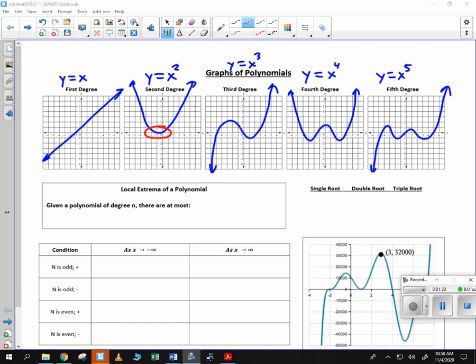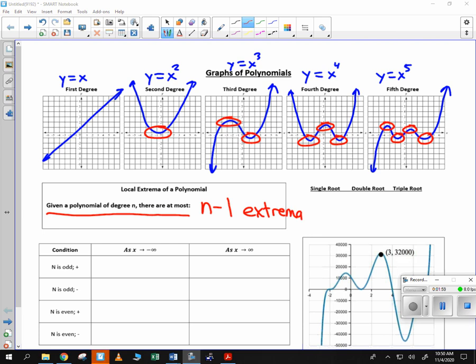So this is an extreme value. These are extreme. These are extreme. If you notice, a fifth degree polynomial has 4 extreme values. A fourth degree has 3, a third degree has 2, a second degree has 1, and a first degree has none. So given a polynomial of degree n, there are at most n minus 1 extrema. Extrema is a word that we use for these maximum and minimum spots.